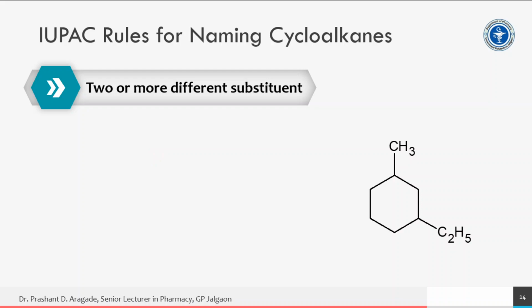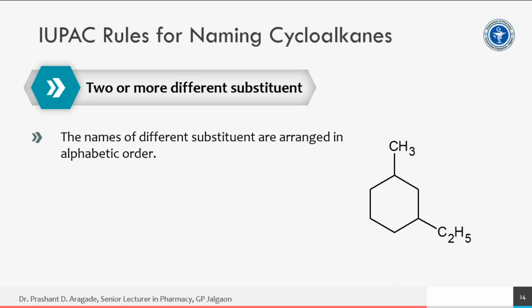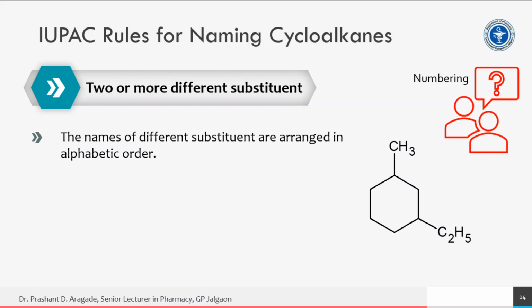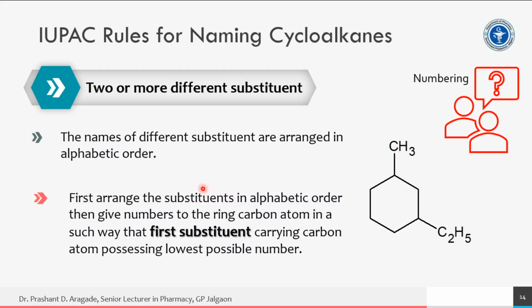If the cycloalkane contains two or more different substituents, then you have to first arrange the names of the substituents according to their alphabetical order. But the question is how to give numbering to this ring compound. So first you have to arrange the substituents according to the alphabetical order. Then you will find the first substituent.